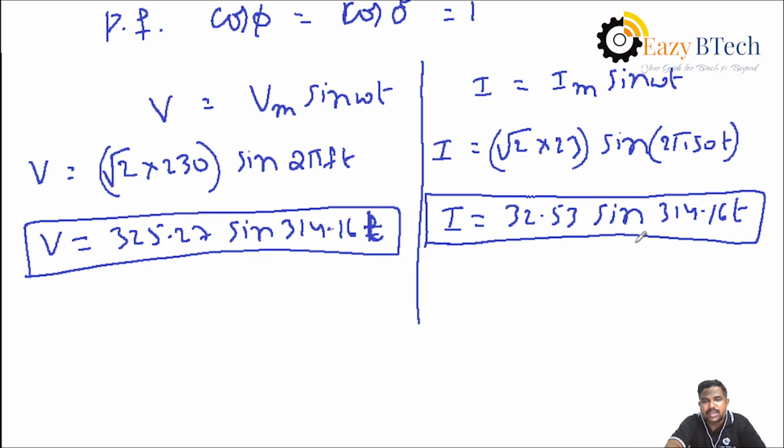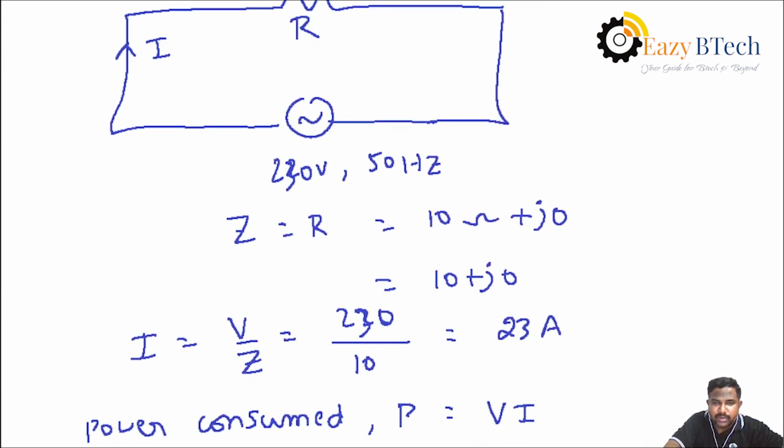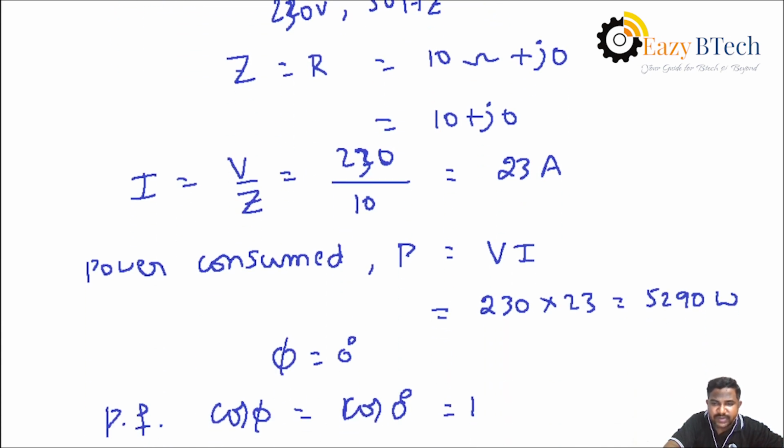These are the examples. In this way, you can find the impedance value, current values, as well as power values in the given single phase AC circuit.